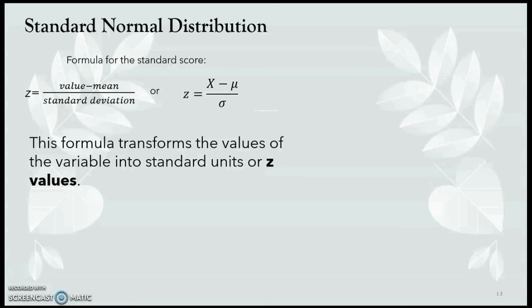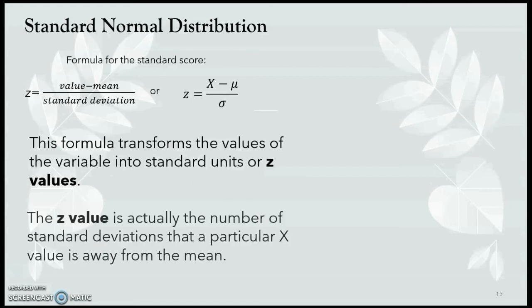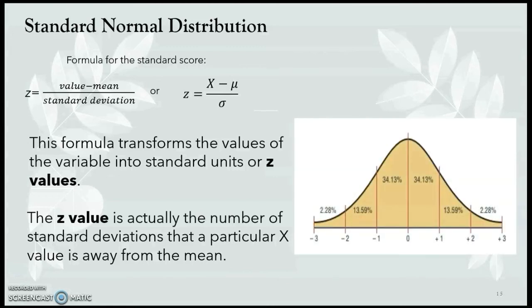Hence, the major emphasis of this section is to show the procedure for finding the area under the standard normal distribution curve. And the z-value is actually the number of standard deviations that a particular x value is away from the mean. We will be using this standard normal distribution in finding the area of any given z-values.